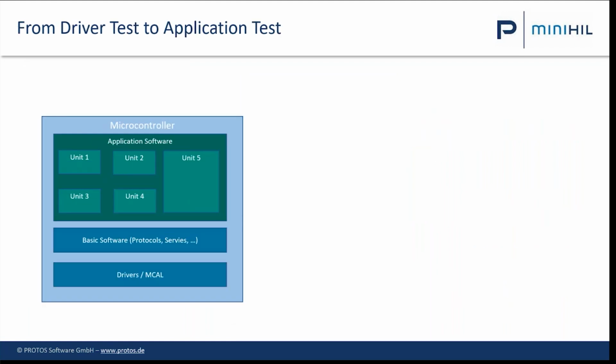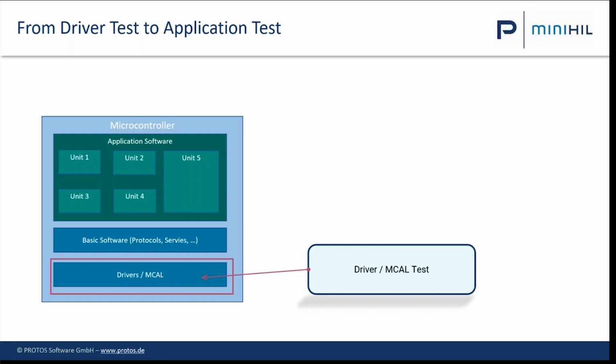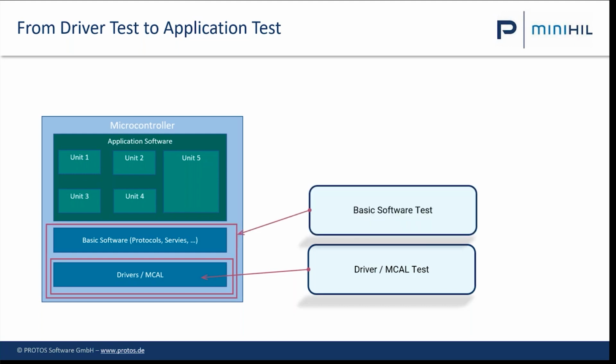So now let's have a look at how we get from a driver test to an application test level. So you could, for example, test only the drivers or the microcontroller abstraction layer for automotive purposes. Then the next level would be a basic software test. So basic software is the reusable part of your software, lower levels of your software, so between your application and the drivers.